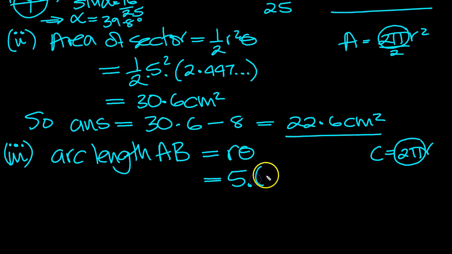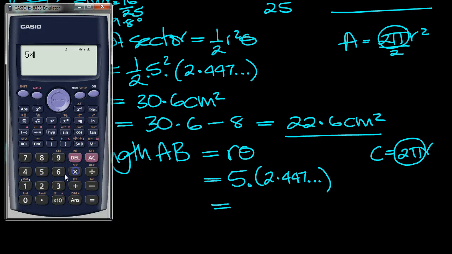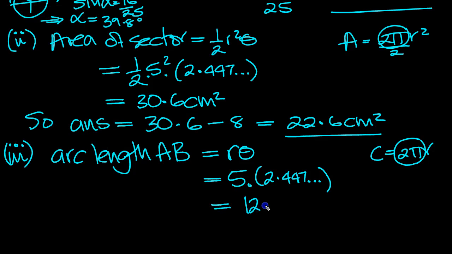Theta is the 2.447, isn't it? Which equals, so let's get the calculator then. 5 times 2.447 equals 12.235, 12.2. And that was to the 3 significant figures. So that's that length, and that's in centimeters. Now that's the arc length.